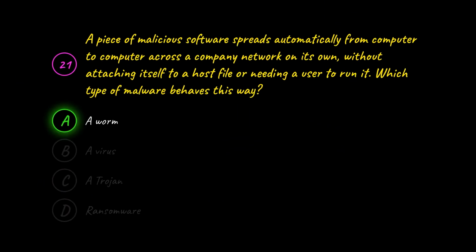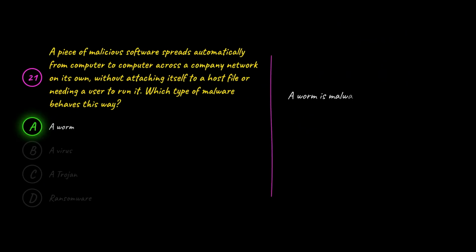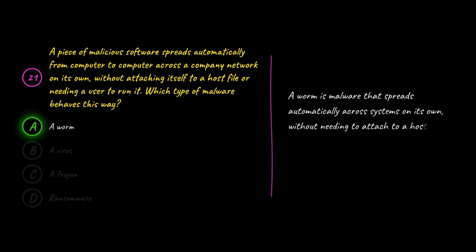The correct answer is A. A worm. A is correct because a worm is malware that spreads automatically across systems on its own, without needing to attach to a host file. Self-propagation with no host is the defining behavior of a worm.